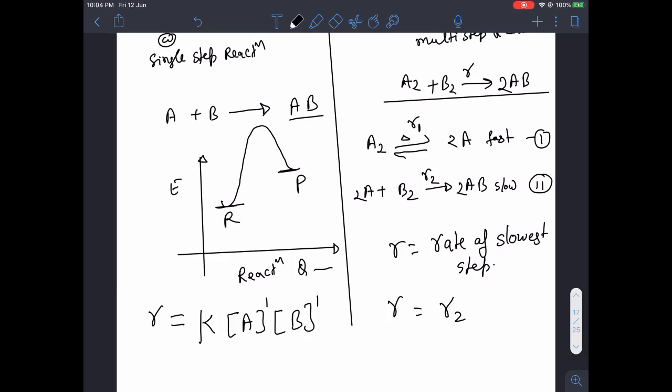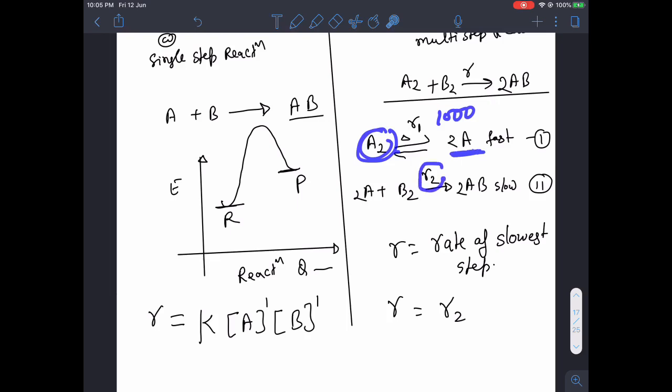Now, why is it like that? Please understand how it is happening. Suppose A and B, let us consider some numerical values, you will understand now. Suppose for the first reaction, we are getting per second 1000 molecules that are breaking from here to here. 1000 molecules of A2 are breaking from here to here.